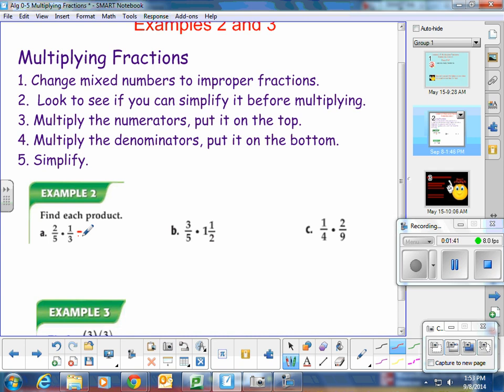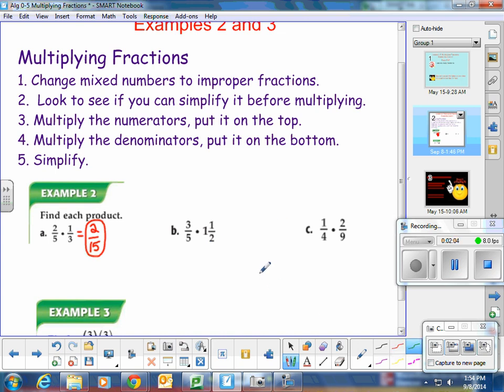Multiply the numerators. 2 times 1 is 2. 5 times 3, this is step 4. 5 times 3 is 15. Now our last step is to look to see if this can be simplified. There is not a number that goes into 2 and 15 evenly, and it's not an improper fraction, so you are finished.